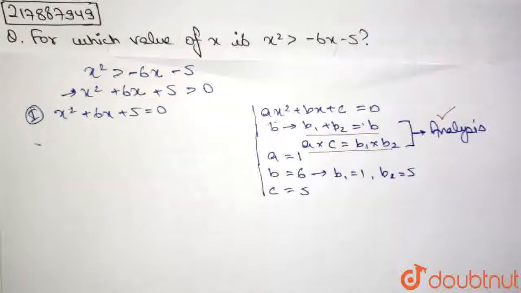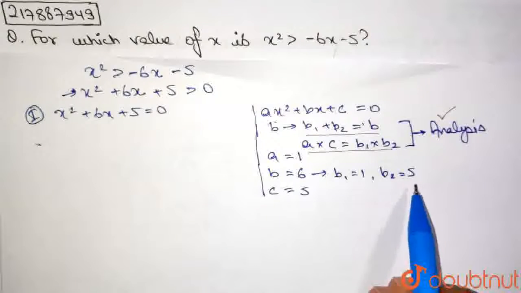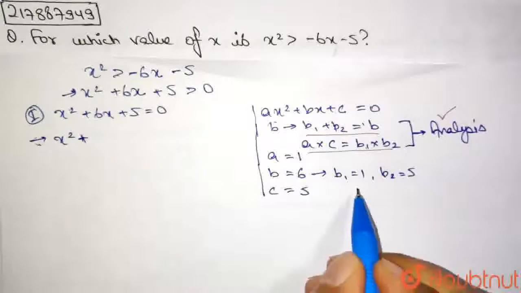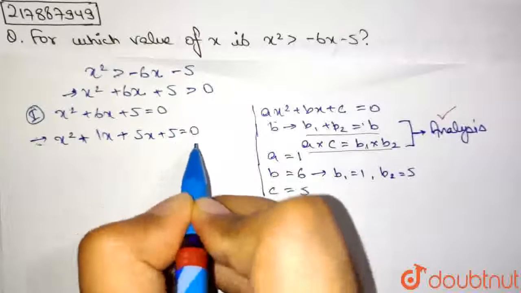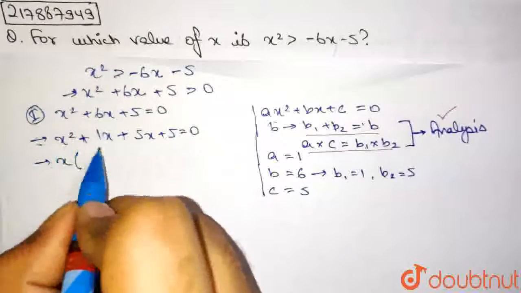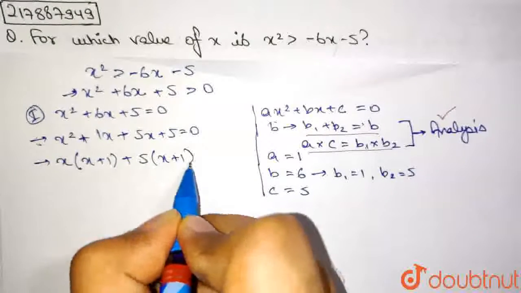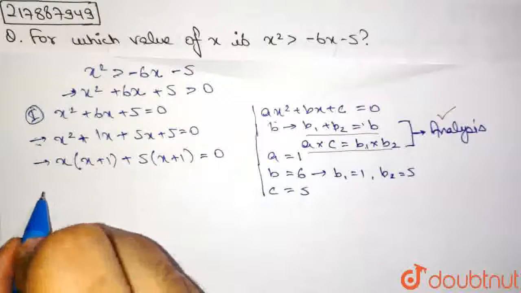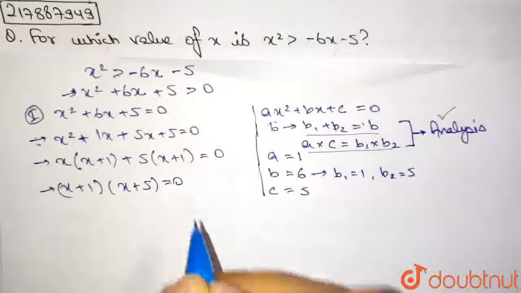Now what do we do next? We are going to simply split this b into b1 and b2 and proceed. So I can say that x square plus b1, which is 1, so 1x, plus b2, which is 5, so 5x, plus 5 is equal to 0, right? Now if I take x common from the first two terms, it's going to yield x plus 1, plus if I take 5 common, I'm going to get x plus 1. Now if I take x plus 1 common from both of these terms, I'm going to get x plus 1 into x plus 5 is equal to 0.